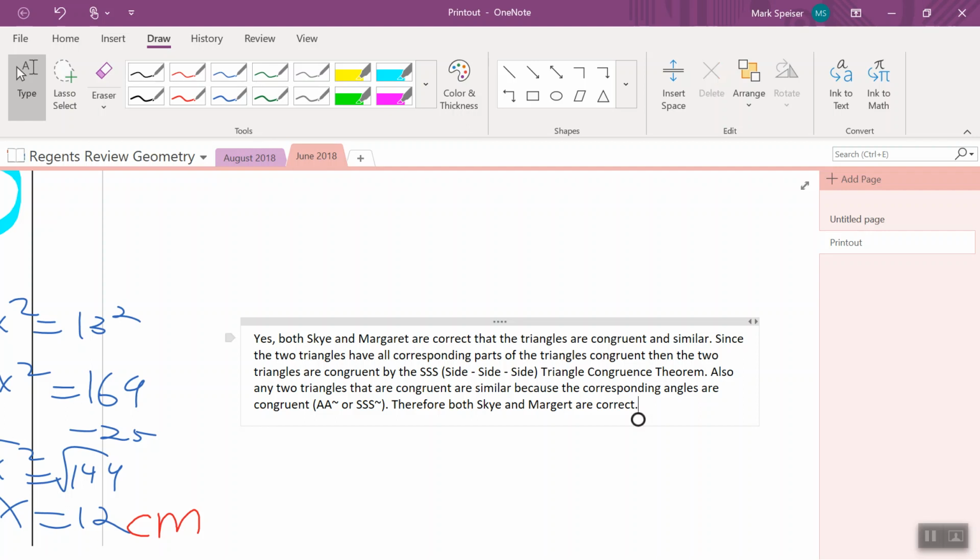I should get them to write: all congruent triangles are similar triangles. The reverse is not true.